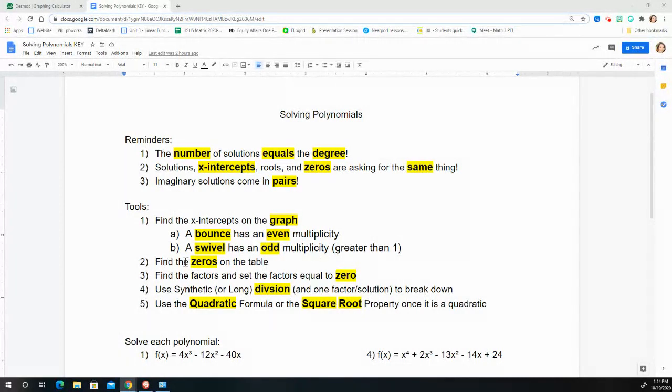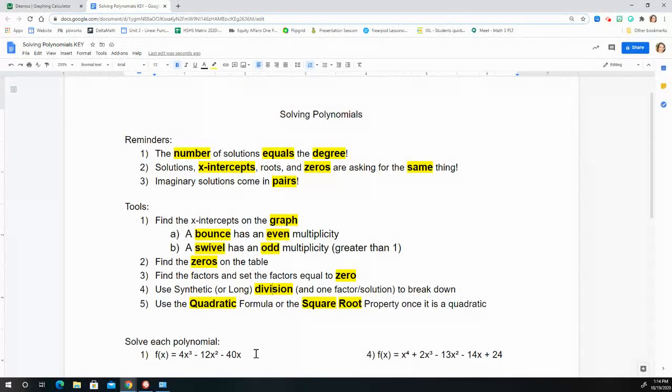You can also find the zeros by looking at the table. We would look for when y is 0. You could find the factors and set each of the factors equal to 0. You can use synthetic or long division. That should say division, that's a spelling error, sorry. And then use one of the factors or solutions to break it down. Once you break it down to a quadratic, you can always use the quadratic formula or the square root property. So again, that last one, quadratic formula and square root property, is only for when it's a quadratic function.